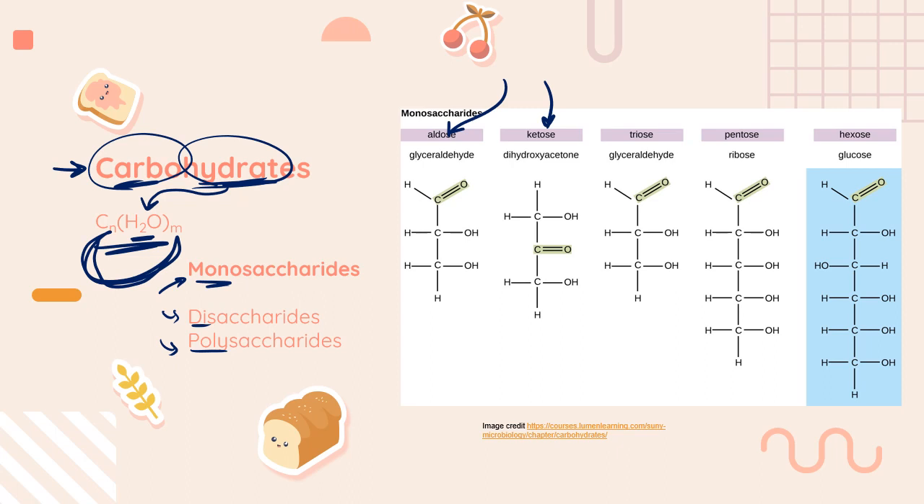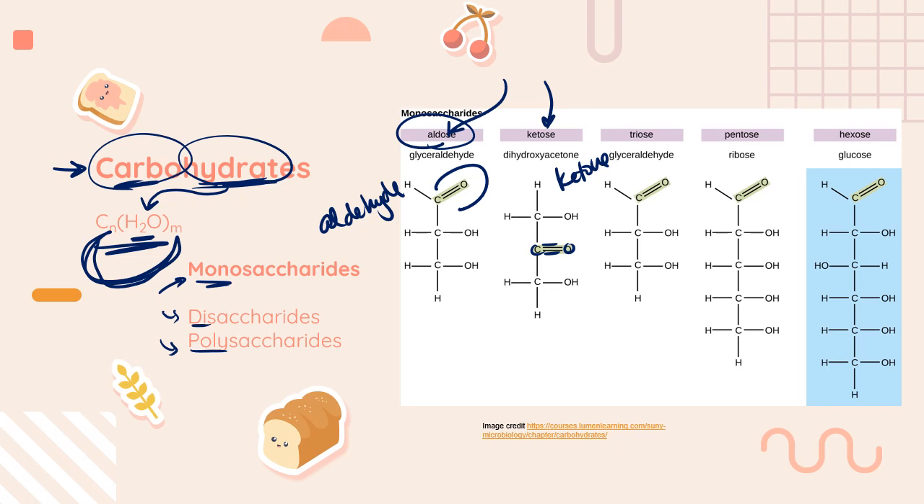Our aldoses are literally aldehydes that are sugars. Notice that we have this carbon double oxygen bond here at the end of the molecule. That makes this an aldehyde since our carbonyl group is at the end of the molecule. So we call these sugars aldoses. Ketoses are ketone sugars. Notice that the double bond between carbon and oxygen is in the middle of the molecule, not at the end. That makes this a ketone because the carbonyl is in the middle. So we have aldoses and ketoses.